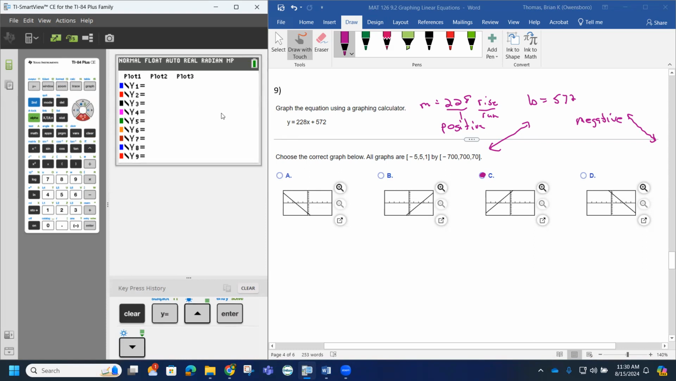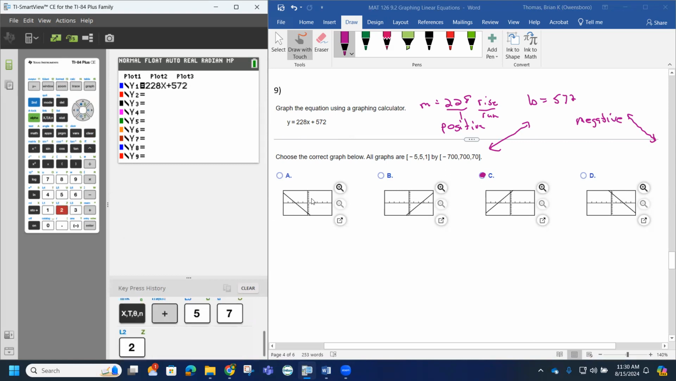So now I can type in the equation. Notice how the y1 is really the y part. So really all I got to do is put the right-hand side in, 228. The x, right next to the alpha key, I have this X,T,theta,n. If I just hit that key there, it'll automatically put an x in for me. That's a quick way of putting an x in. And then plus 572.